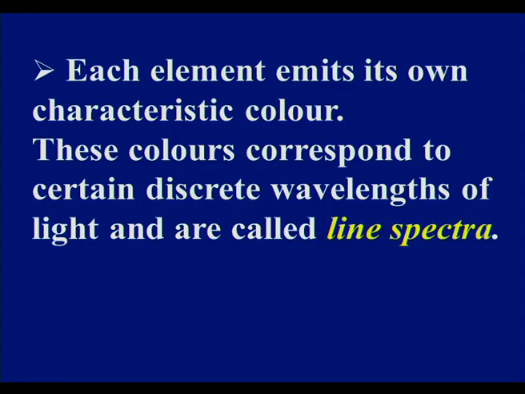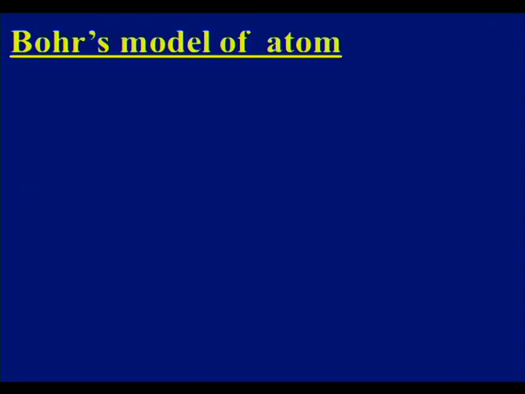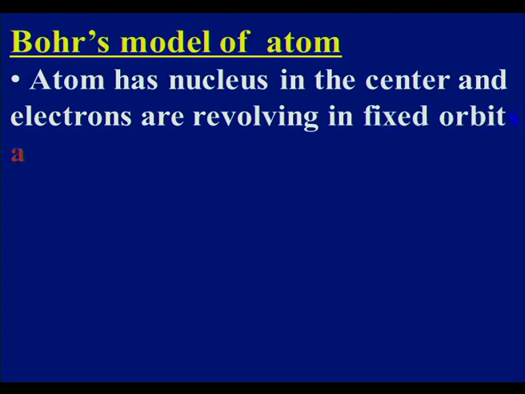Children, you see the spectra, Rutherford could not explain the line spectra because each and every element gives separate line spectra. So using this concept of line spectra, Bohr was able to explain the demerits of Rutherford's atomic model. Now let us go for Bohr's atomic model. What is Bohr's atomic model?